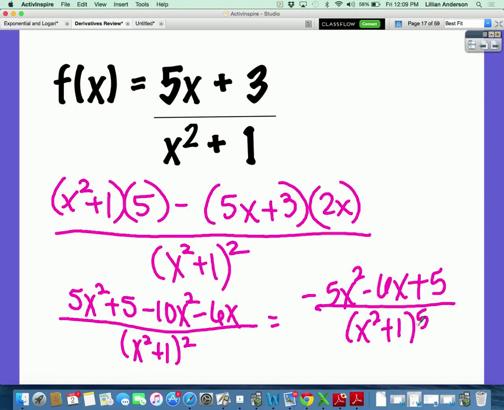Is that x squared plus 1 squared? Does AJ know that? Plus 1 to the fifth. Oh, squared. Okay, that's why I was confused. Okay? Next one's on you.